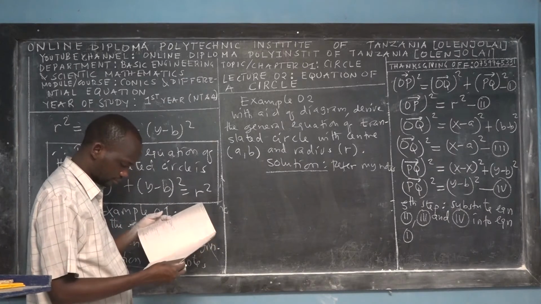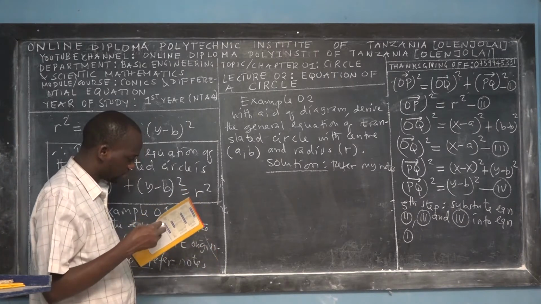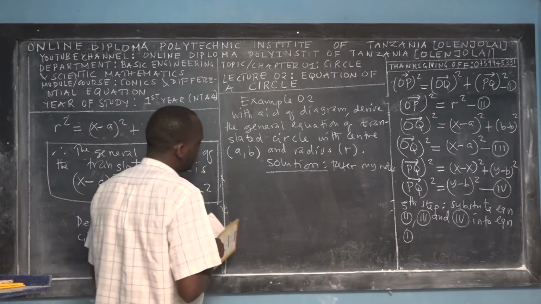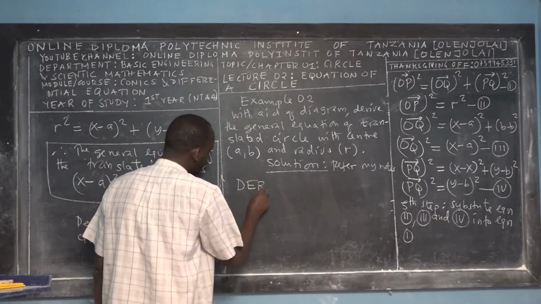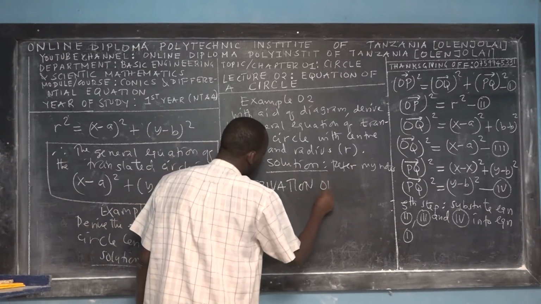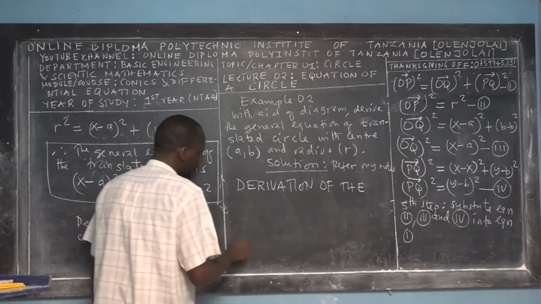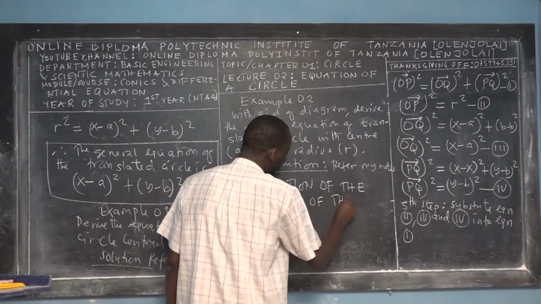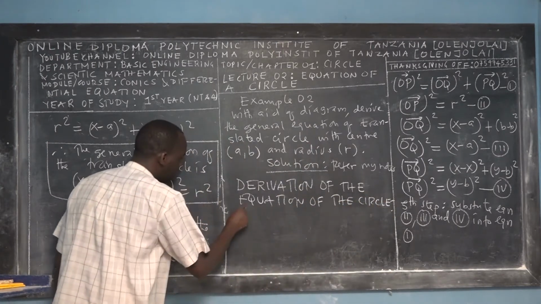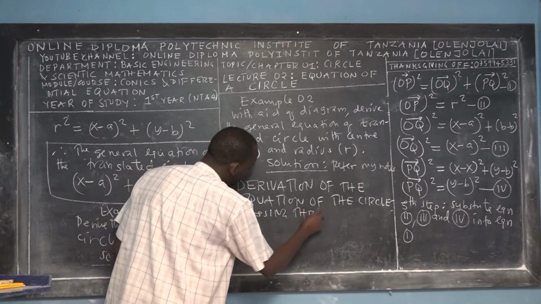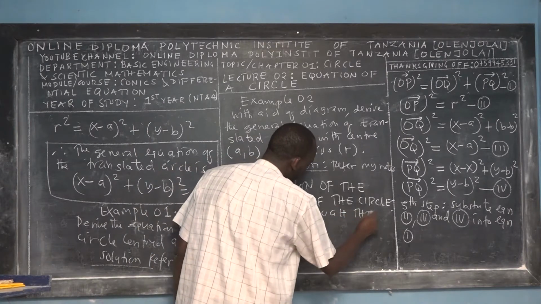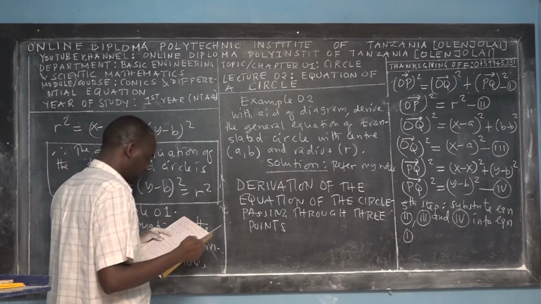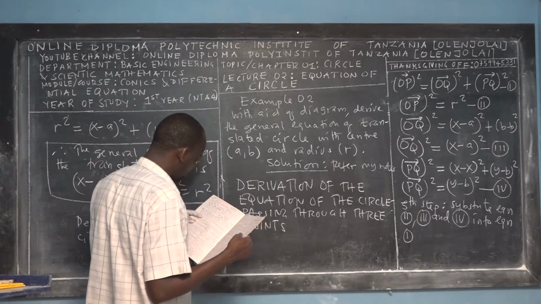So you have everything in your mind now. Then before we do numerical problems, before we solve some problems in questions of the circle, I want to teach you the derivation for session 2, which is the derivation of the equation of the circle passing through 3 points. Passing through 3 points.